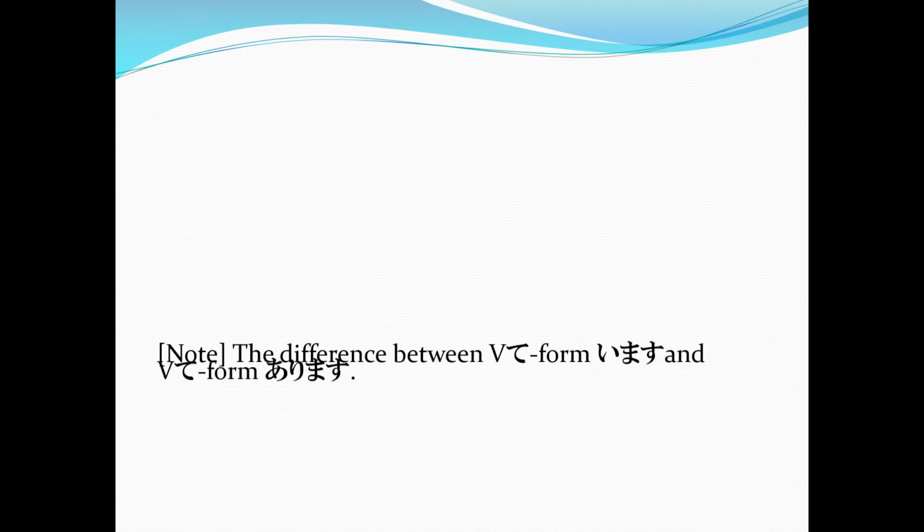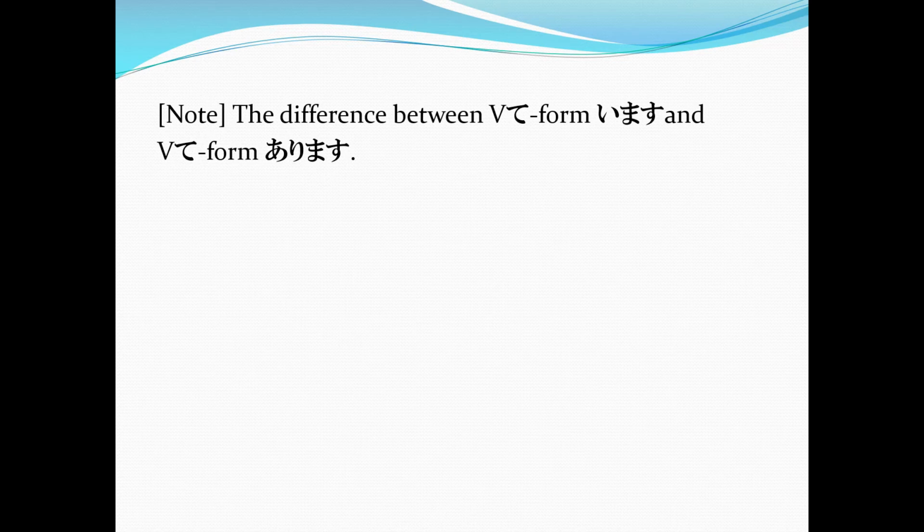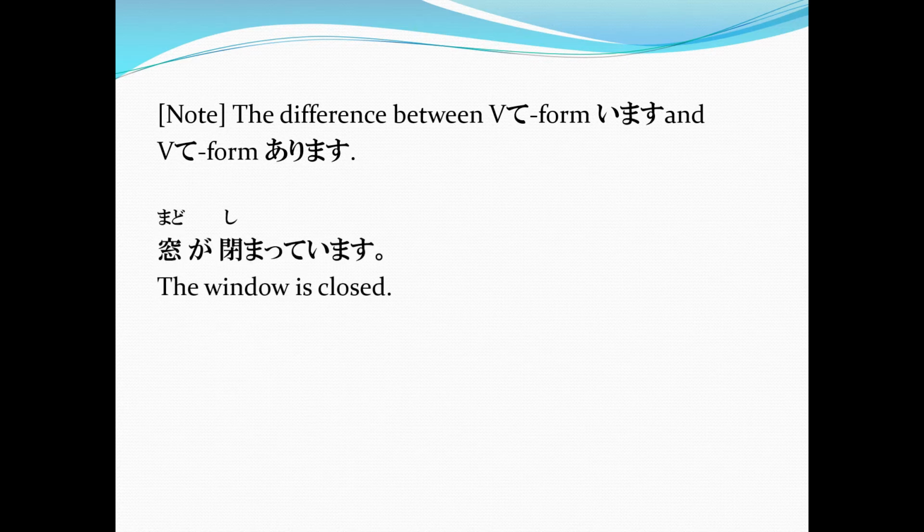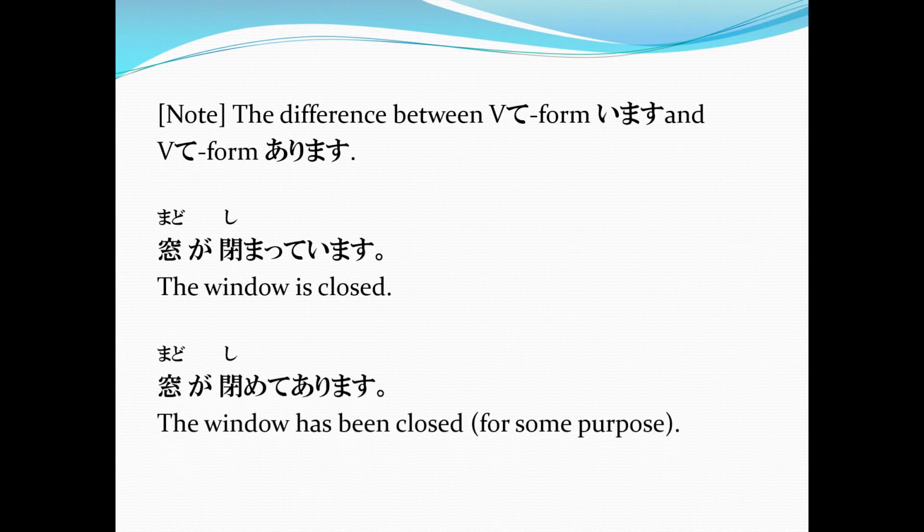Now, I want you to take note of the difference between verb te form imasu and verb te form arimasu. I'll give you the examples. 窓が閉まっています。Again, 窓が閉まっています。The window is closed. Now, take a look at this one. 窓が閉めてあります。Again, 窓が閉めてあります。Or the window has been closed, maybe for some reason.